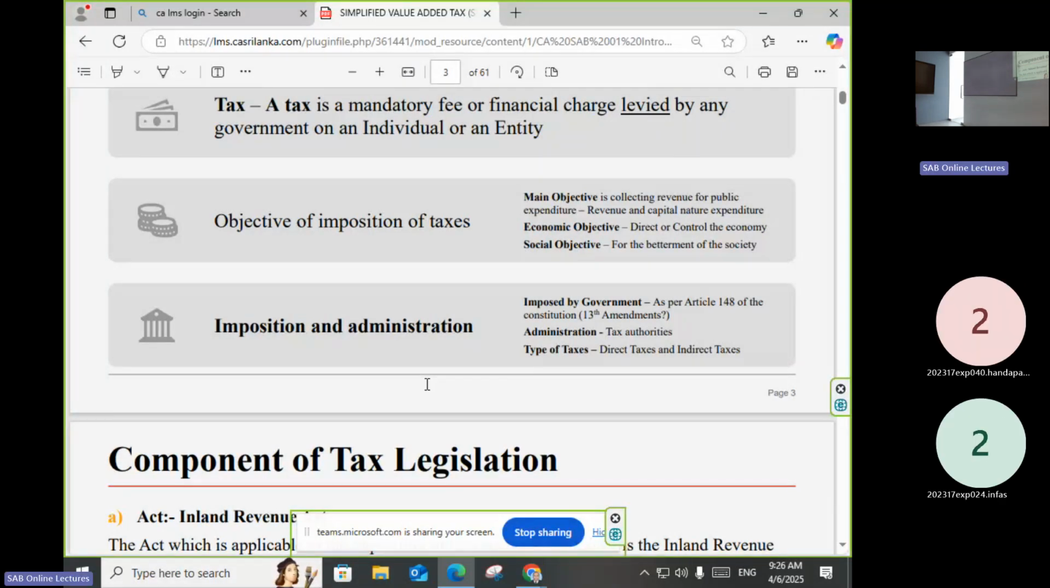Simple example: in Sri Lanka right now, the liquor and tobacco industry, manufacturing and selling or import and selling, are liable for income tax at the rate of 45%, effective from 1st April 2025. That is the highest tax rate in Sri Lanka, 45%.